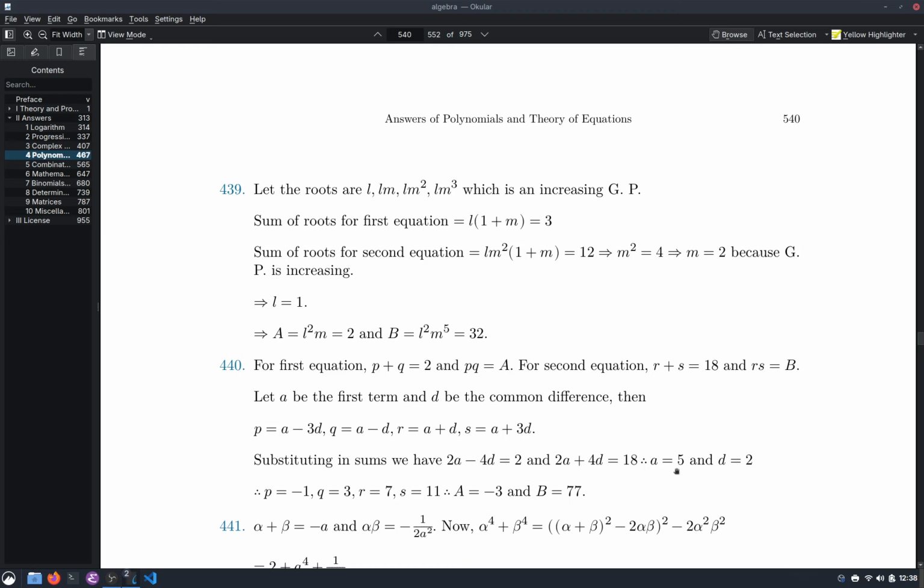So once we have A is equal to 5 and D is equal to 2, we get P is equal to minus 1, Q is equal to 3, R is equal to 7, S is equal to 11. Once we have that, we can see that A is equal to minus 3 and B is equal to 77. So with this, we come to the end of 44th set of problems.